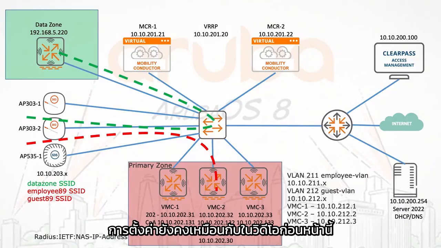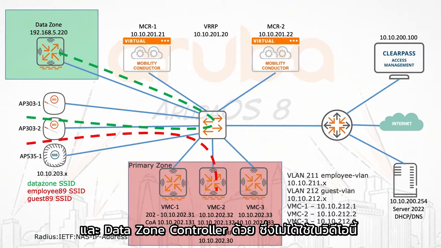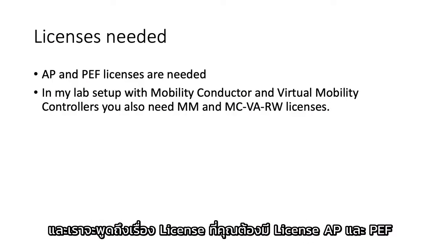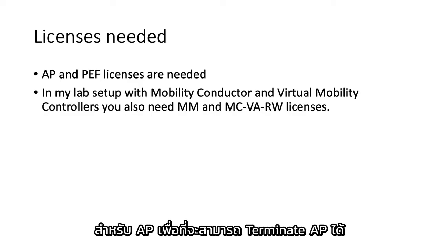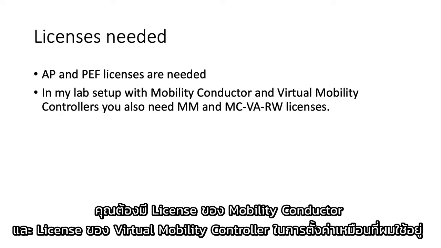The lab setup is still the same as in previous videos, so 2 mobility conductors and 3 mobility controllers in a primary zone, and also the data zone controller, which is not used in this video, but the setup is exactly the same as in previous videos. So then we have to talk about licenses. You do need AP and PEF licenses. AP to be able to terminate APs, and PEF to be able to configure user roles and everything that we're going to see in this video. You also need mobility conductor and virtual mobility controller licenses in the setup as I am using it.